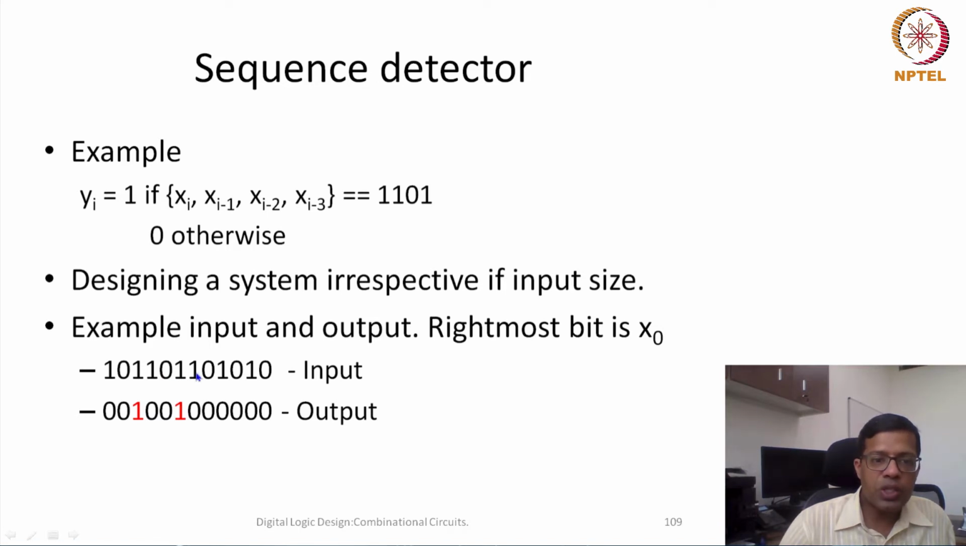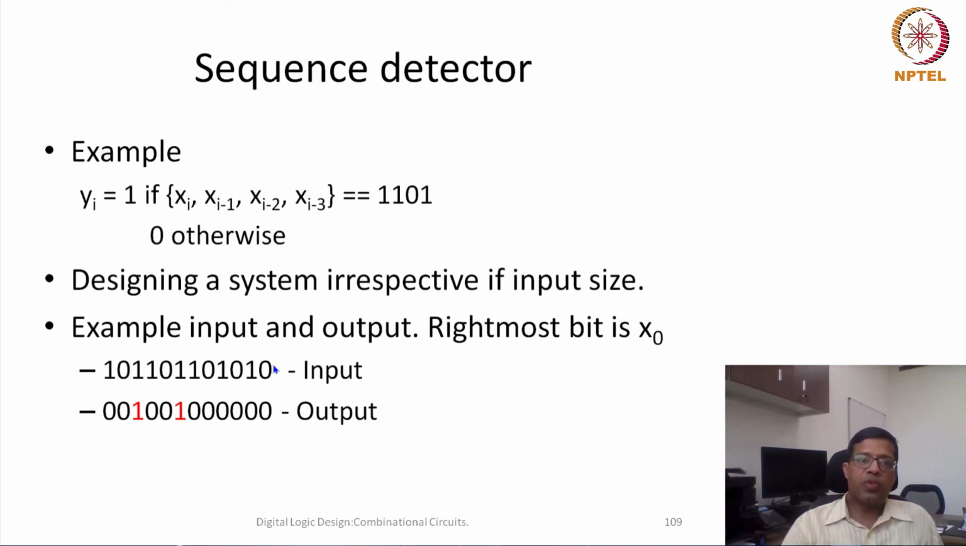y7 is again 0 because the pattern 0 1 1 0 does not match, and y8 is 1 0 1 1, so it's also not matching and the output is 0. But for y9 it is 1 1 0 1, the pattern is matching, so the output is 1. And for y10 and y11 it is not matching, so the output is 0. So essentially we took an example to see how it works out and when the output would be 1. Now if I want to design this, how should I go about it?